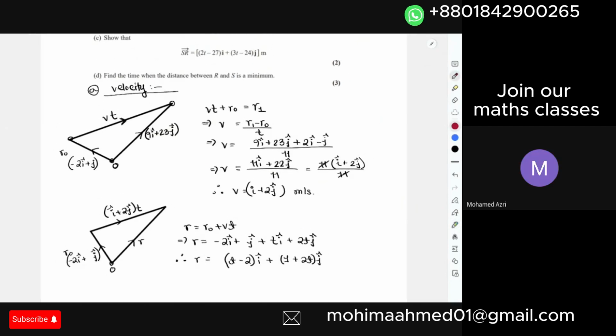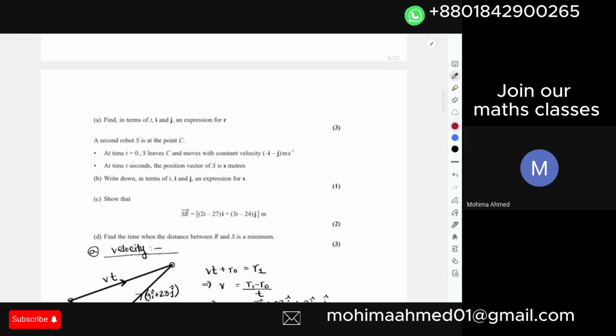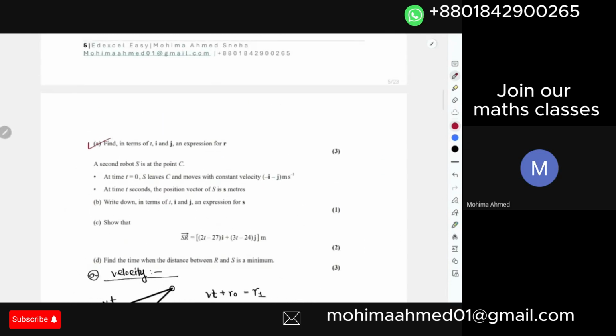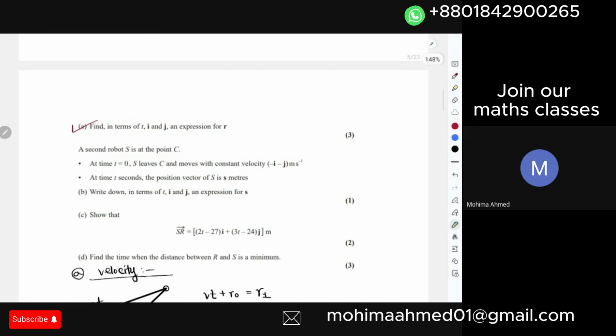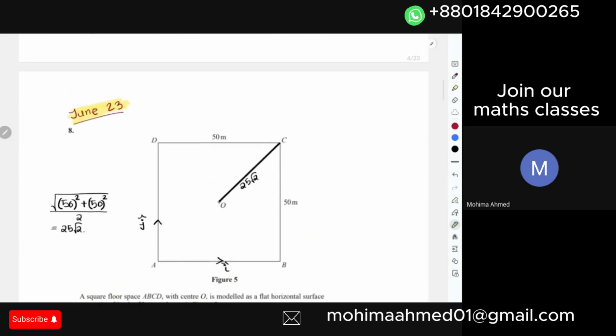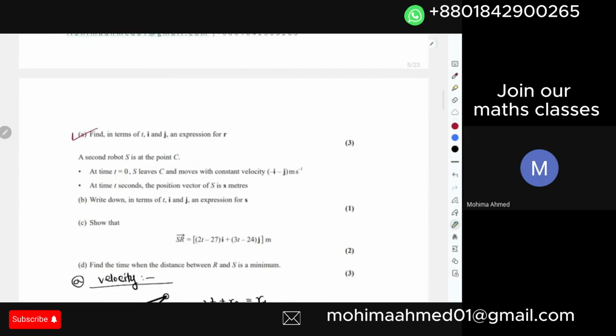No problems, teacher. You don't need to draw the diagrams. The diagrams were only there to help you understand the ideas. Then again, it says that there is a second robot, S, who is originally starting at point C. And now they're saying that at t equals 0, S leaves C and moves with constant velocity. And at t seconds, the position vector of S is S meters.